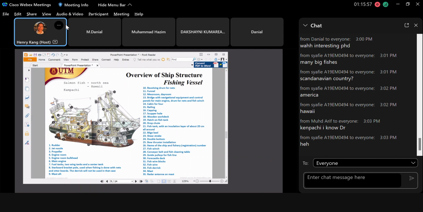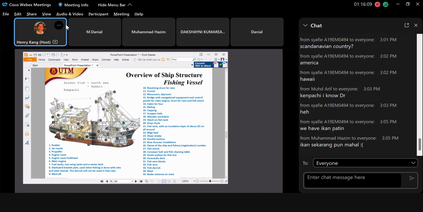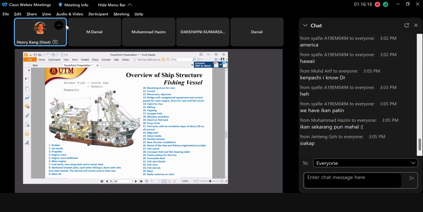Anyway, for information, in Malaysia normally we have also developed our fishing boat. So do you know, in Malaysia we have how many different classes of fishing boat? Anybody boleh kata? Any idea? We have how many types of fishing boat according to category?